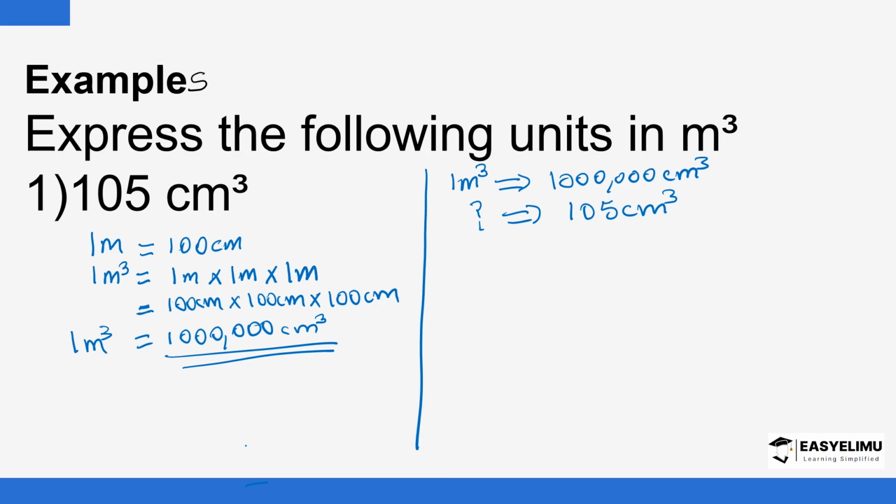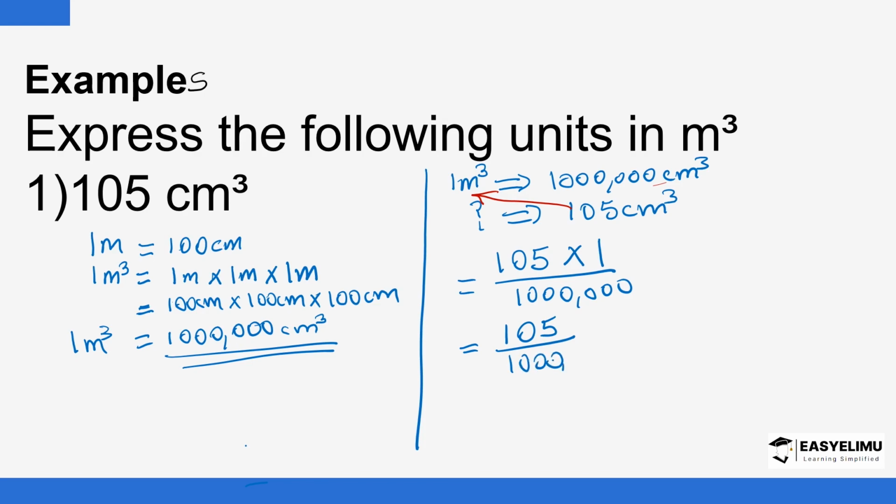So I will do the cross multiplication. I'll multiply this by 1 and then I divide by this one here. So this is going to be 105, you multiply by 1 and then you divide by 1 million. So what is this going to be? 105 over 1 million. I've just multiplied 105 by 1 to give me 105, and then down here you have 1 million.